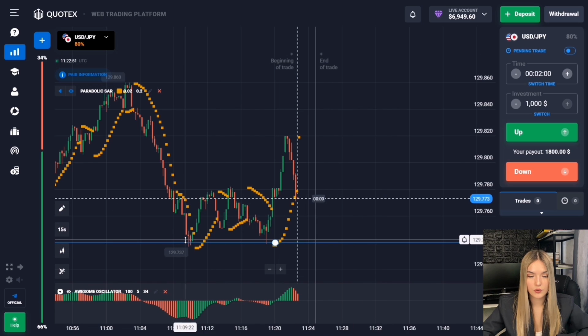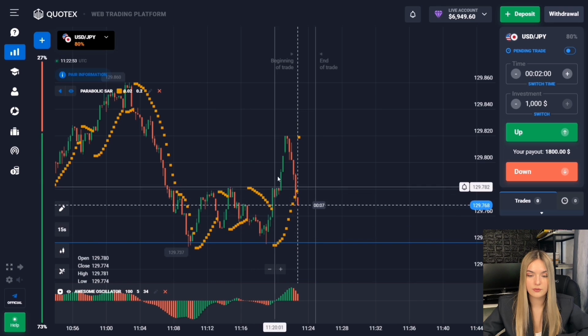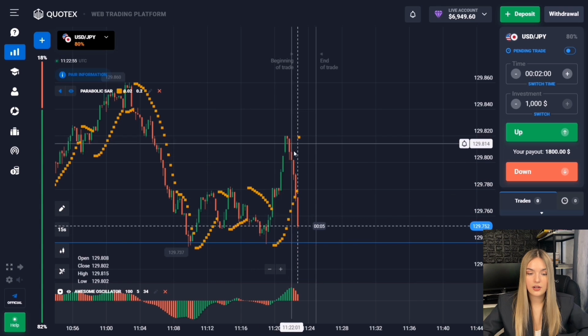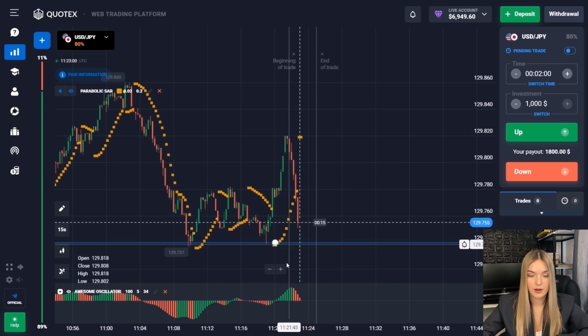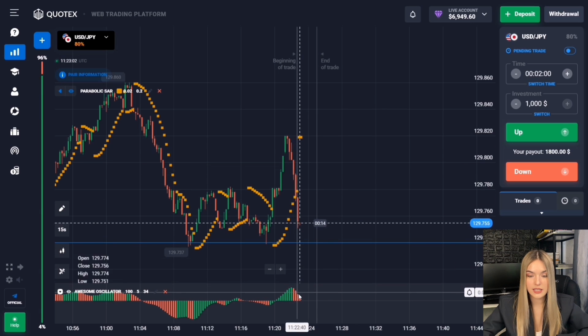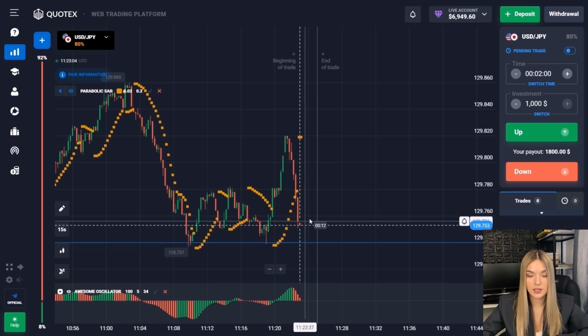Here we see the level of support. We also see that after the rollback from this point, a reversal occurred and the price moves to this level. A dot also appeared above the graph, and also the Awesome Oscillator tells us that the volumes are growing on a downtrend.